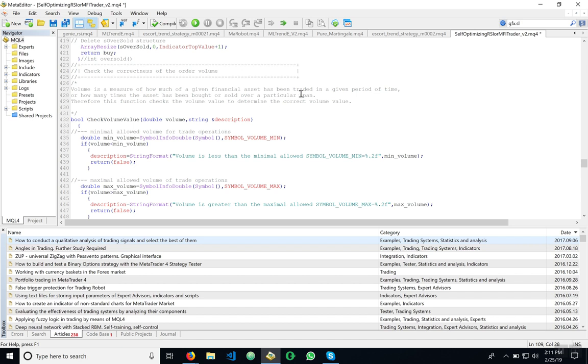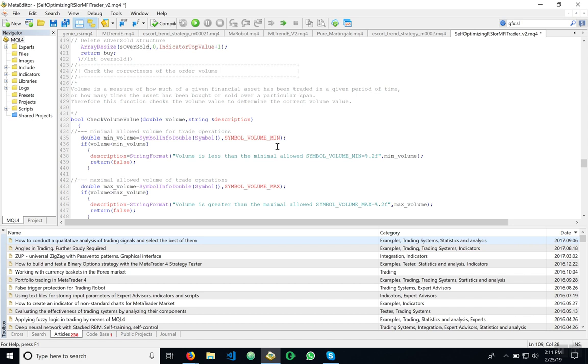So this function, therefore, is executed after the oversold or overbought is determined and a particular trade is necessary, and it checks to ensure that the volume value is the correct or best value.